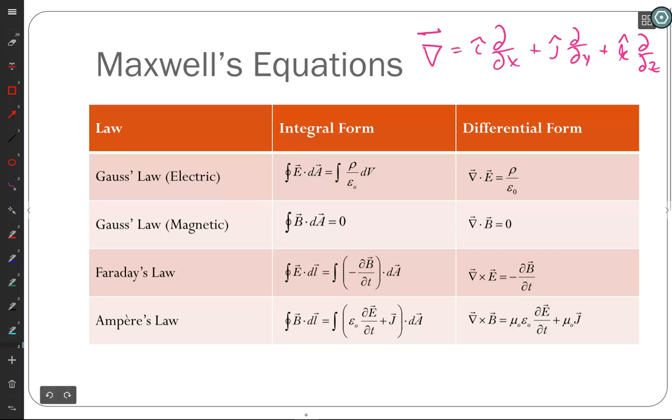Then the magnetic one, it looks exactly the same on the left-hand side as the electric one. But it's equal to 0 on the right-hand side because there is no magnetic monopole. That means no matter what your volume, the magnetic charge enclosed is always 0. So that's why it's equal to 0.